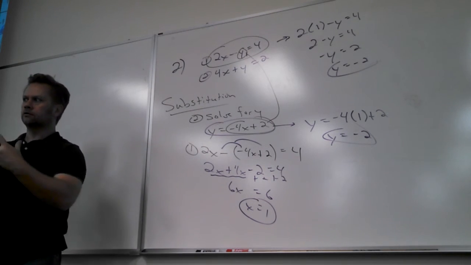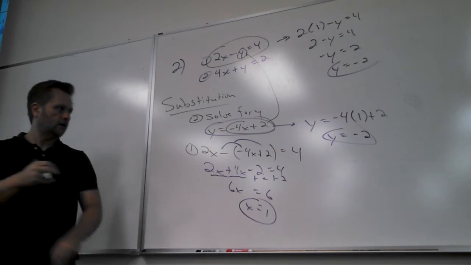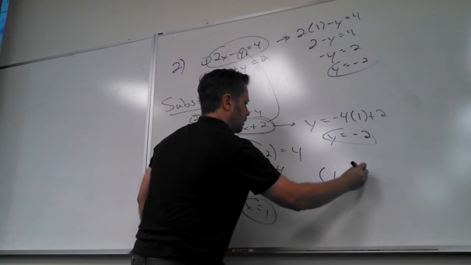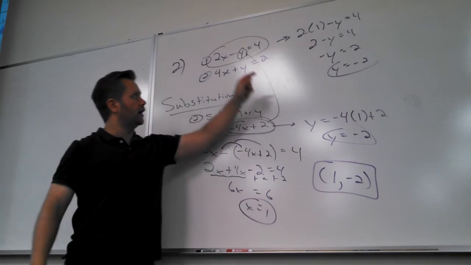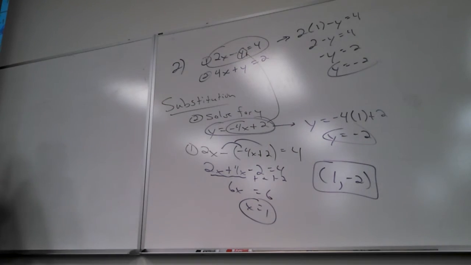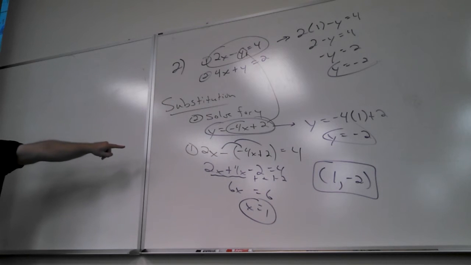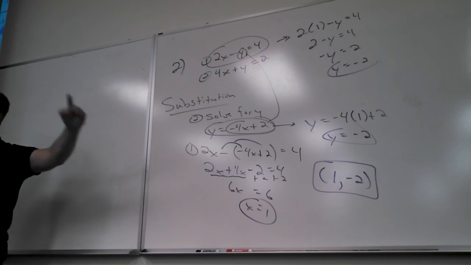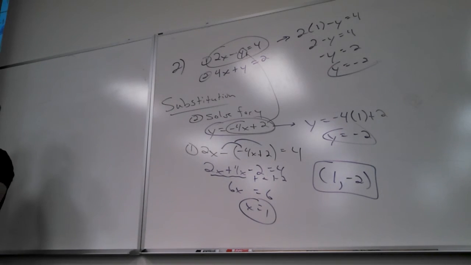So what is the answer? 1, negative 2. That is the answer. So if I did graph it, which we did, thankfully we got the same answer. Right? I forgot to look at that. Anytime I solve a system of equations this way, if I did graph them, they would meet at that point. That's what that means.